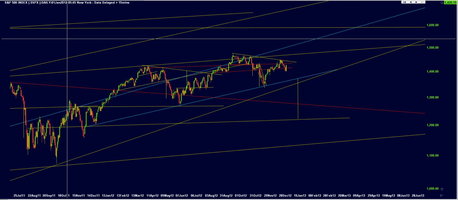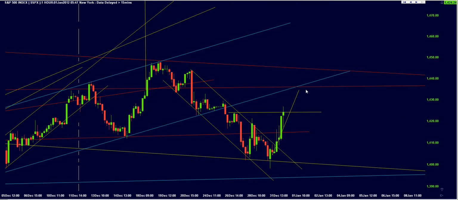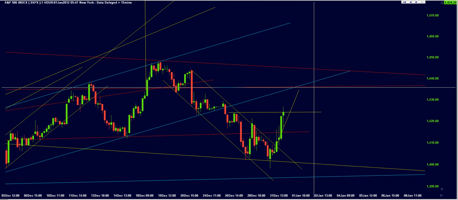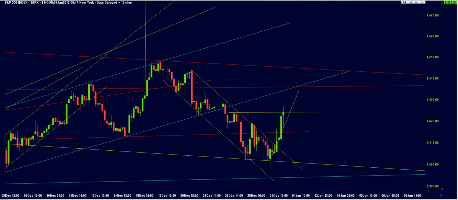But if we go back to the hourly chart, let's see if we can get that return up to that broken channel line, and we'll have to watch for another signal to see if we can get back over this 1435 area. Alright, let's move on to the ASX 200 quickly.